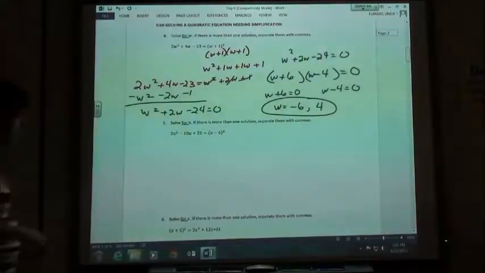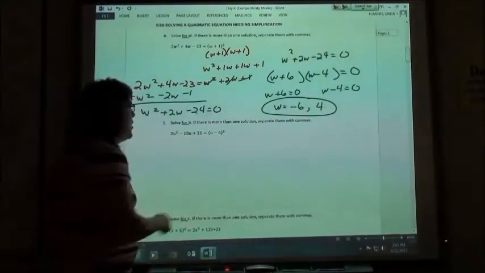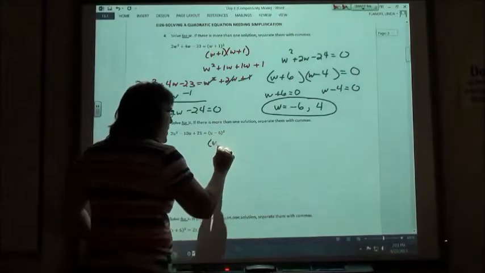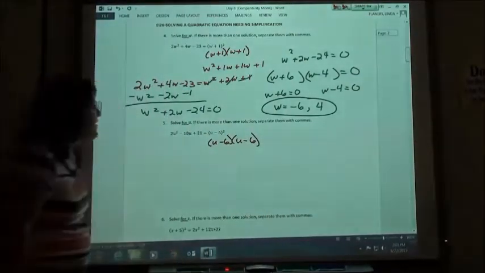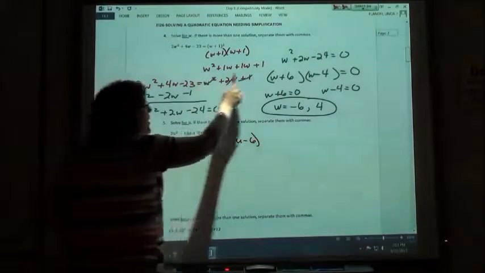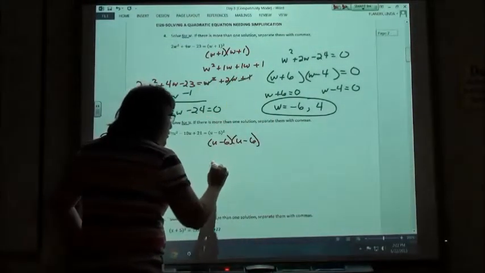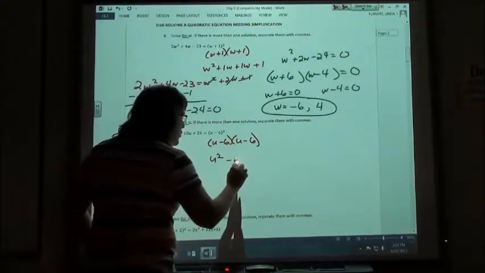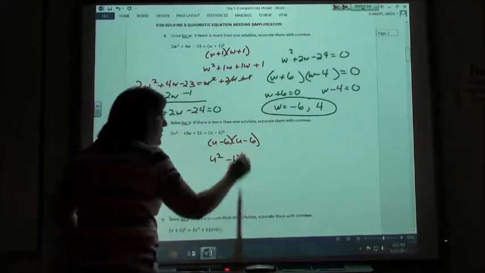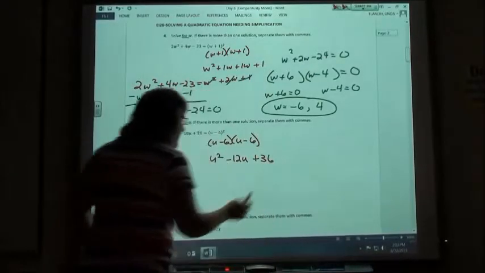Number 5, same kind of thing. I'm going to start by squaring this. So I'm going to take u minus 6 times the second u minus 6. Just to save myself some space, I'm not going to write down this whole thing. I'm going to get u squared, and then a negative 6u and another negative 6u, so negative 12u, and then a positive 36.